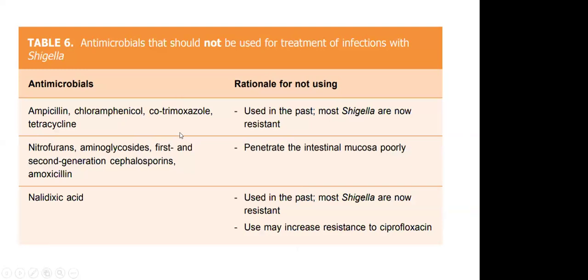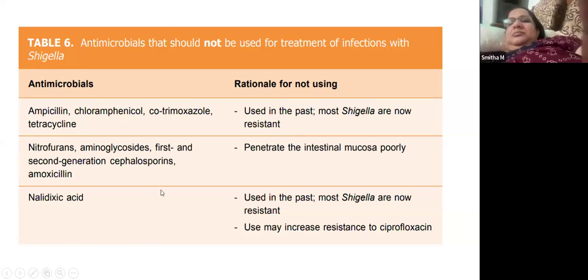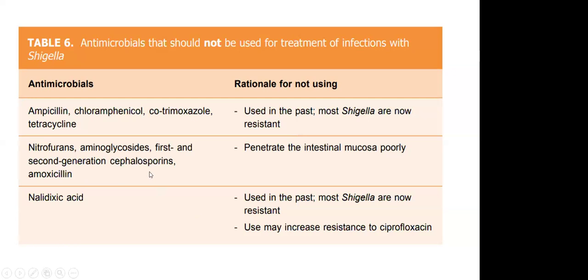The antibiotics which are not routinely tested, as sir already mentioned, are ampicillin, chloramphenicol, cotrimoxazole, and tetracycline. They are not used now because mostly resistance has developed. And also the first and second generation cephalosporins are not used nowadays. So this is the antimicrobial susceptibility testing and interpretation.